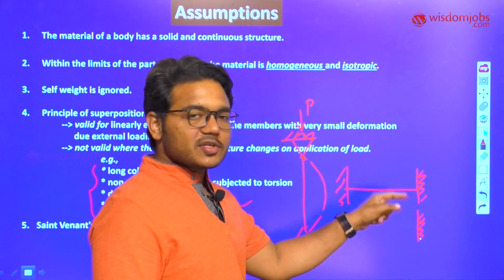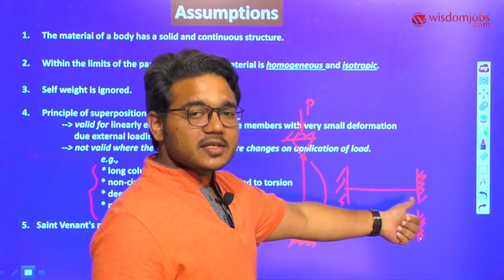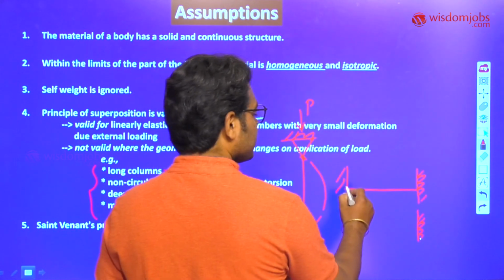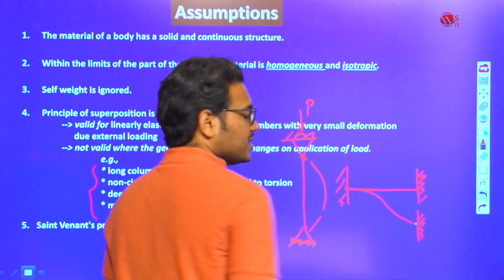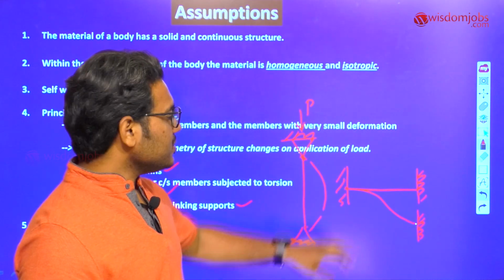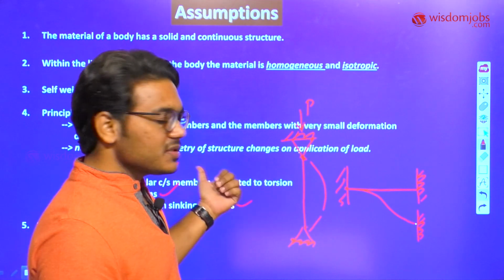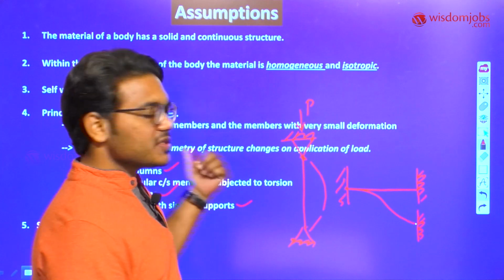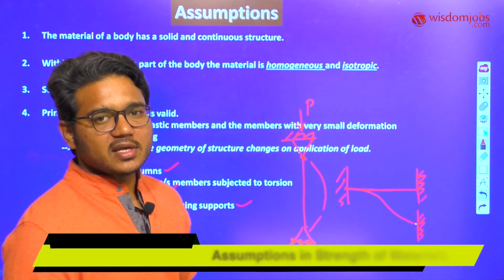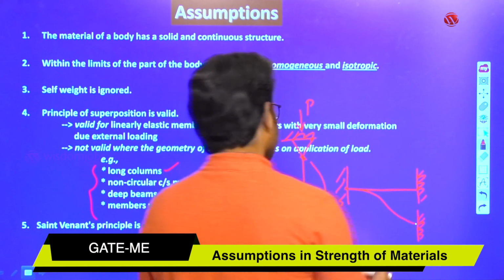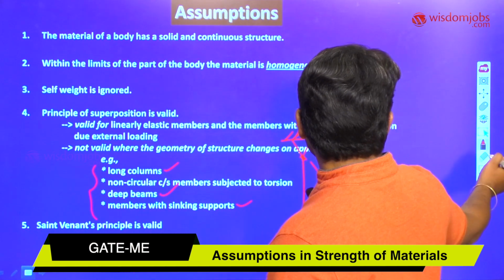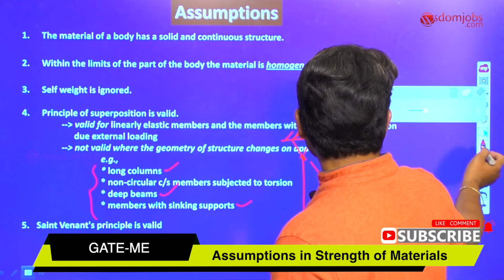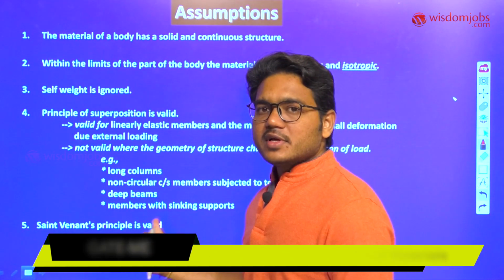So what happens? That fixed support will tend to stress this beam, or tend to change the geometry of this beam. So this beam tends to change its shape, its geometry. Upon changing this geometry, obviously this assumption is not valid, because its geometry is changing. So this is the particular assumption where the principle of superposition is applicable or not applicable, which we have studied here.